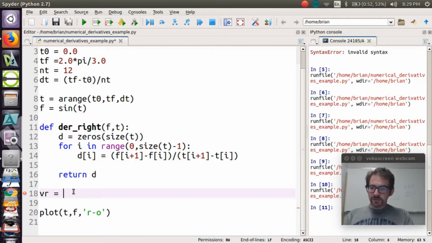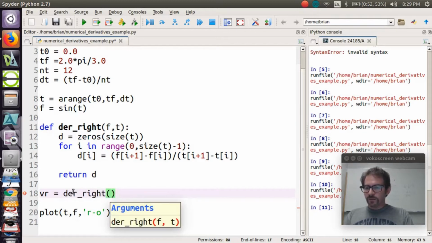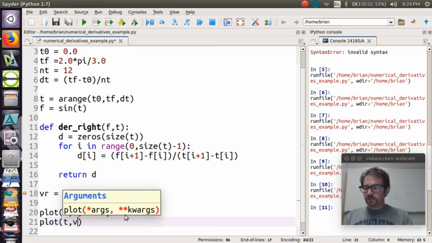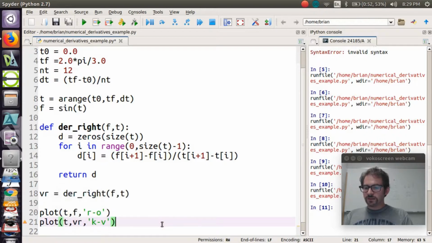So I'm going to say that's going to be dir right of f comma t. And let's plot that, plot t comma vr. Let's make it black triangles, and they are also connected.